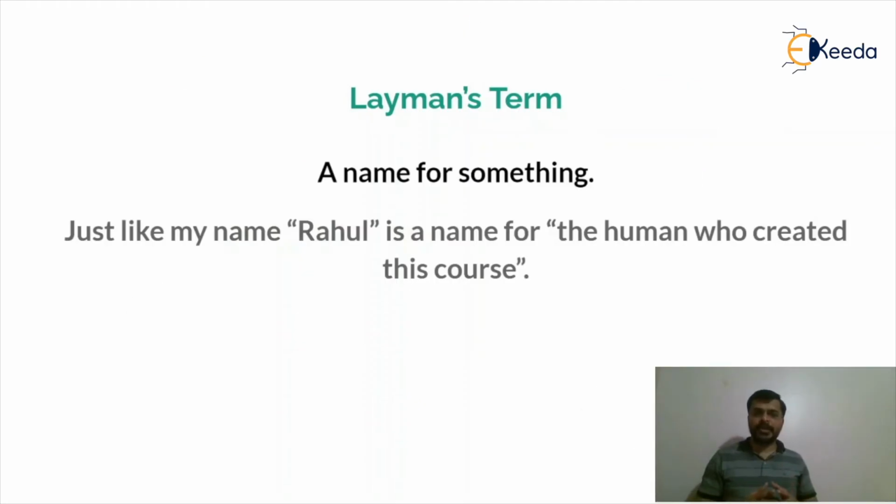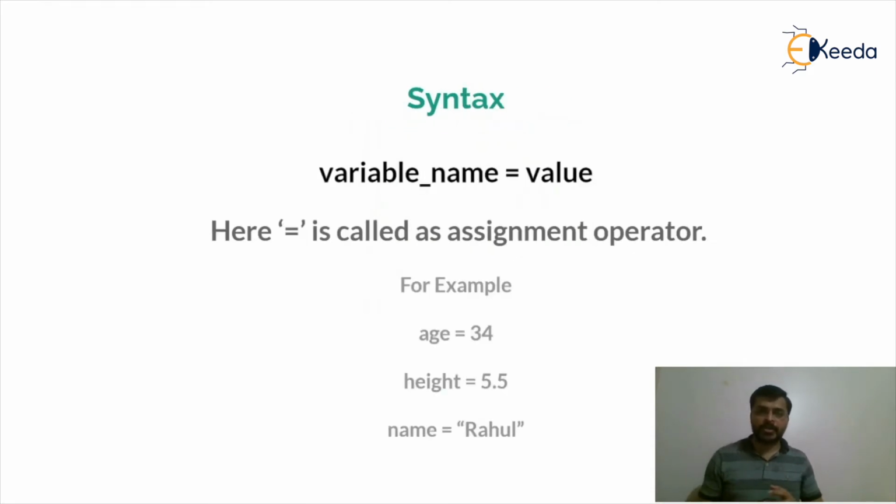So variable is nothing but a name given to something. It's similar to how Rahul is a name given to a human being. So variables can have any name related to the value that they store. So let's see the syntax of the variable. When you create a variable, you give the name of the variable, then equal to sign, and then the value that you want to assign to that variable.